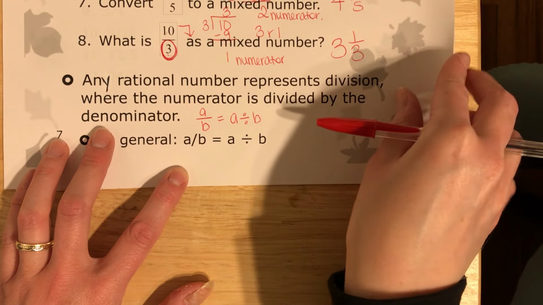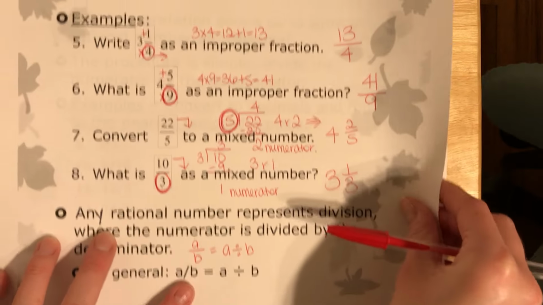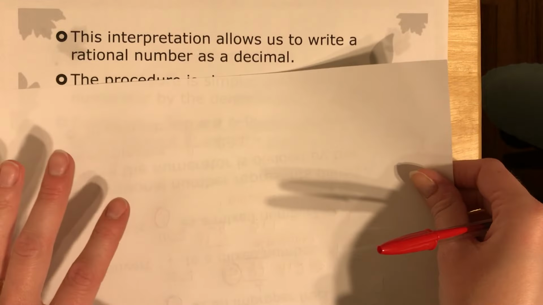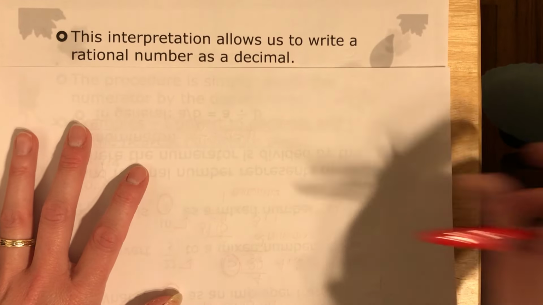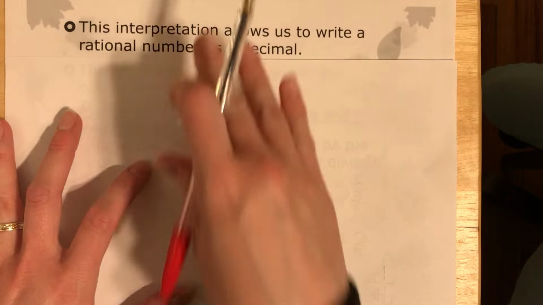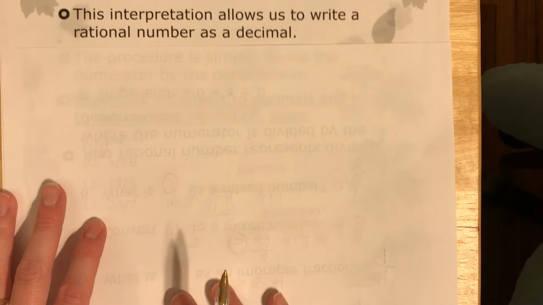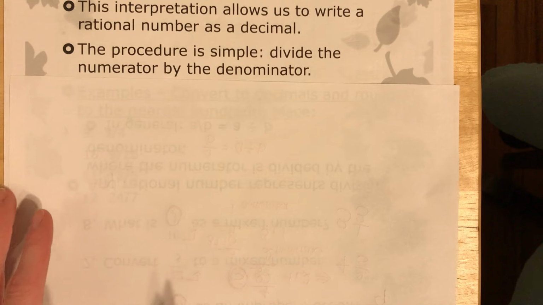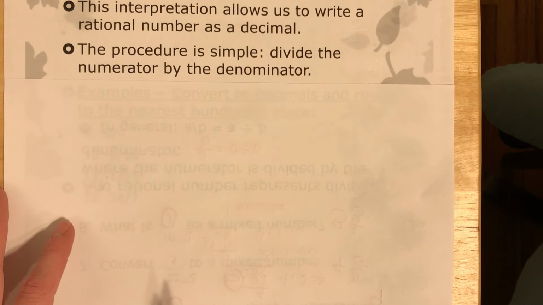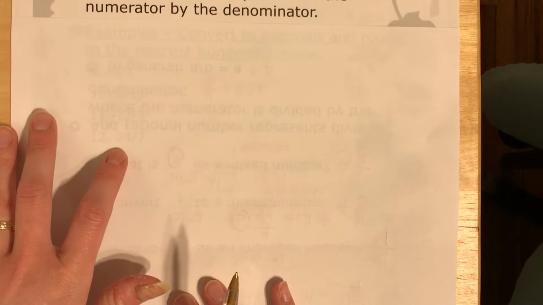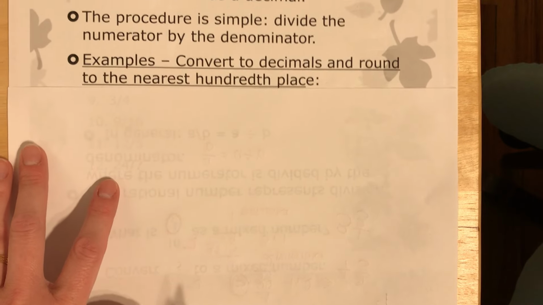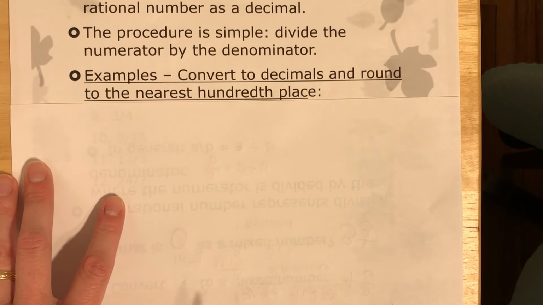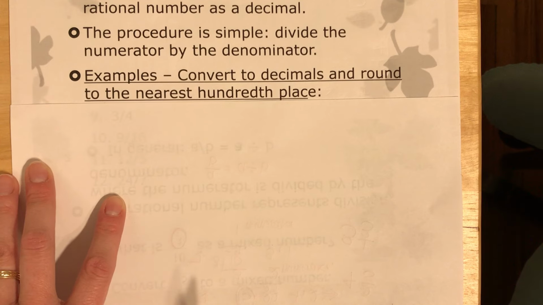So using that interpretation, what we're going to now discuss is how to write a rational number as a decimal. So the procedure is simple. Divide the numerator by the denominator. That's all we're going to do here. But I need to make sure that when I'm doing my conversions, if I have a repeating decimal, I'm going to stop by rounding to the nearest hundredth place.